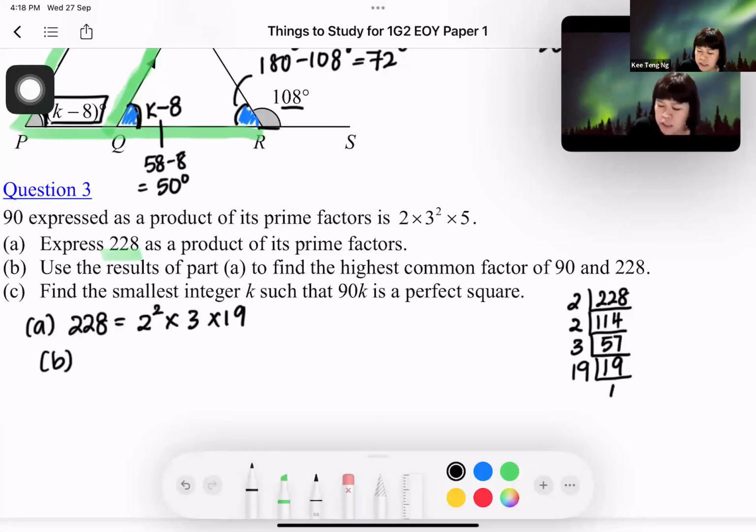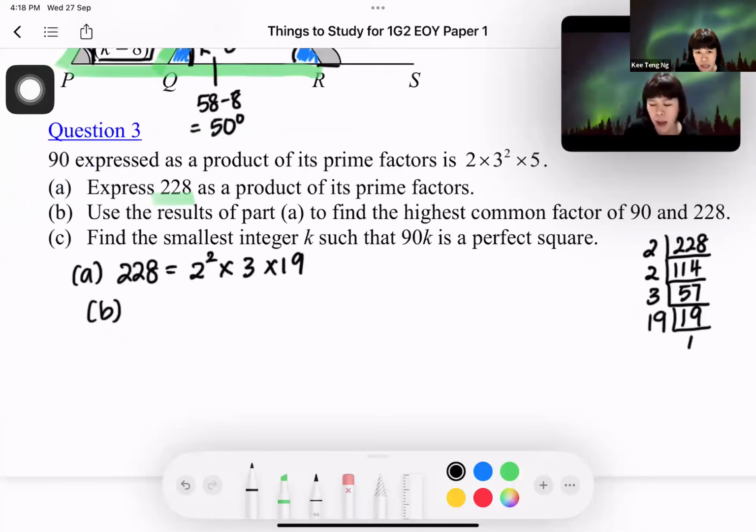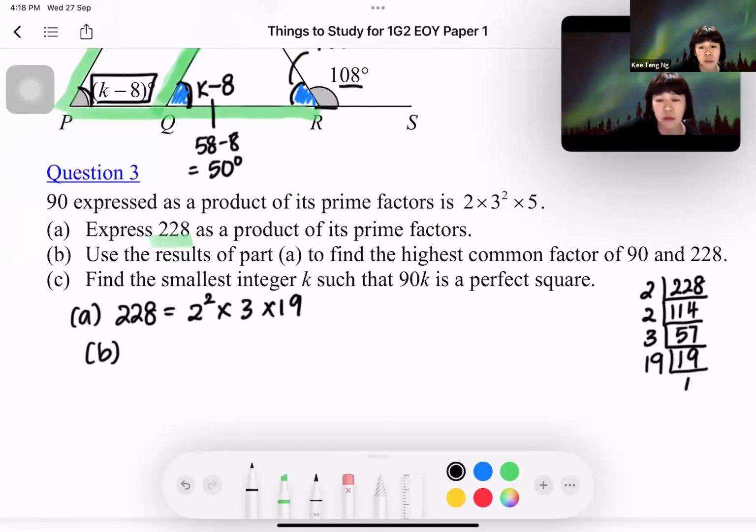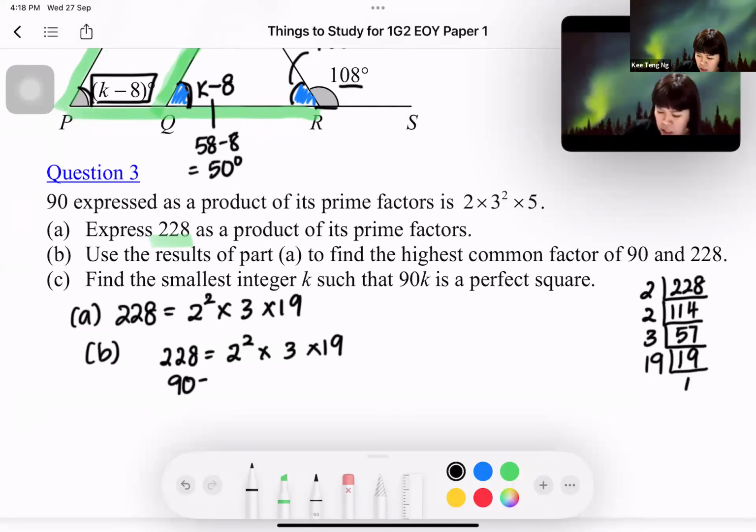Use the result in part A to find the highest common factor. Yeah, forget everything, then now we study together. You are not the only one who forgets; many people also forget. Never mind. So now we find the highest common factor of 90 and 228. So 228 is 2 square, 3, and 90 is this one, given 2.